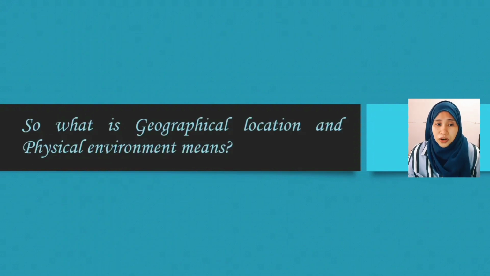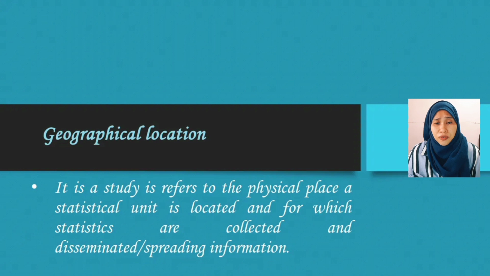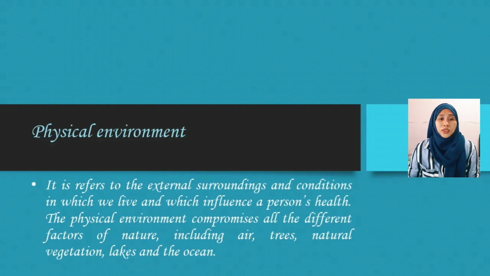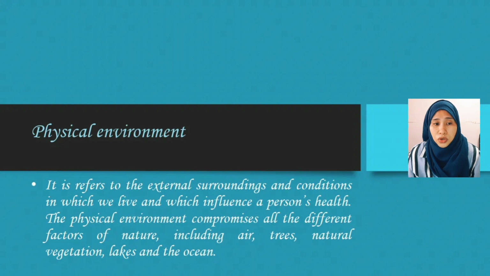So what do geographical location and physical environment mean? Geographical location refers to the physical place a statistical unit is located and for which statistics are collected and disseminated, or spreading information. Physical environment refers to the external surroundings and conditions in which we live and which influence health. The physical environment comprises all the different factors of nature, including air, trees, natural vegetation, lakes, and oceans.